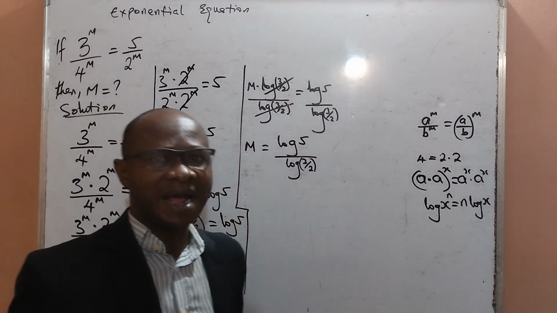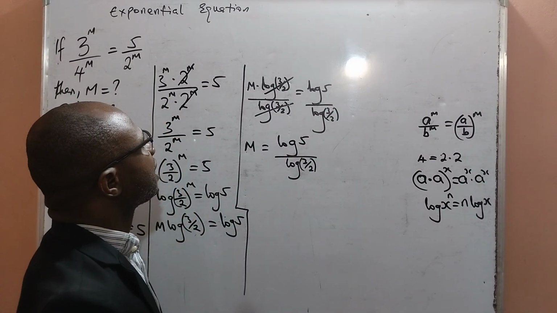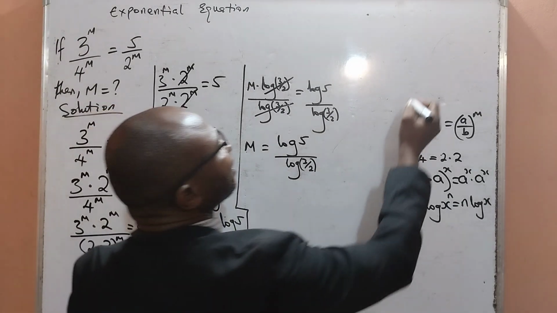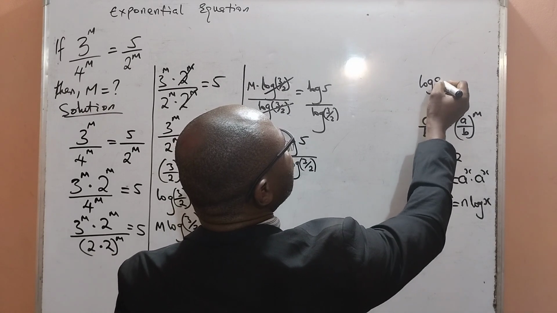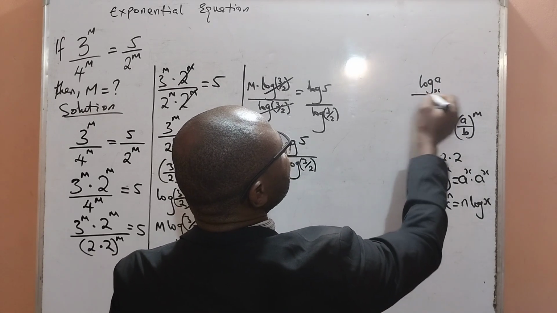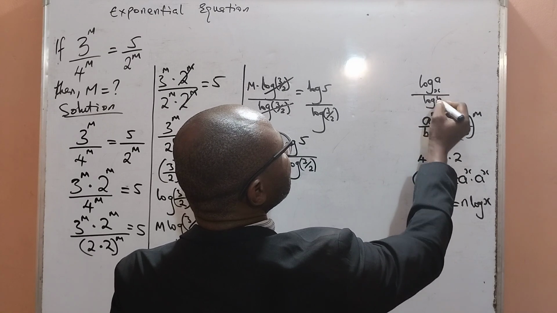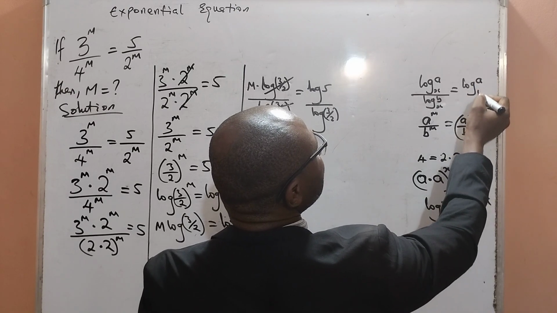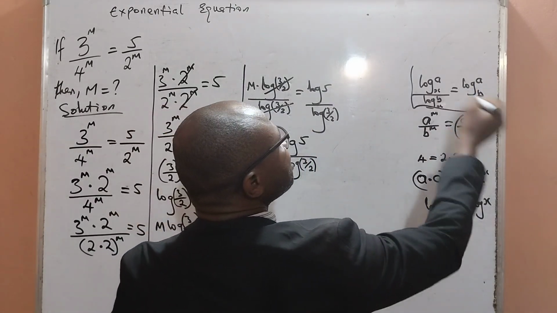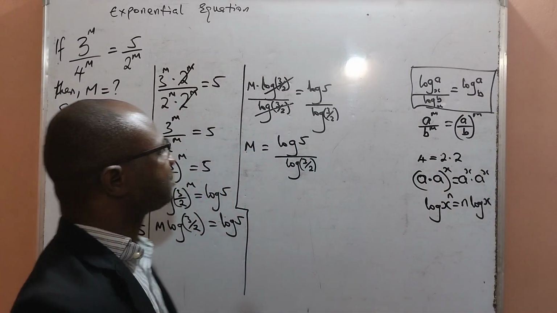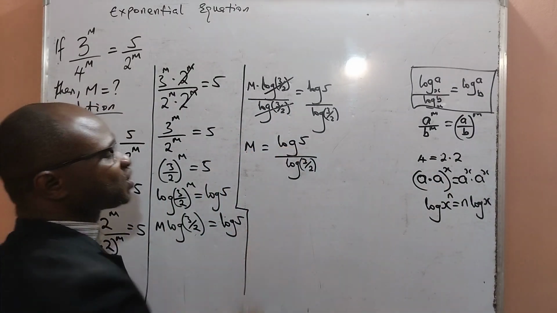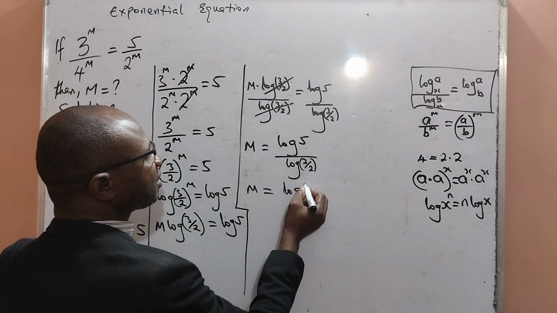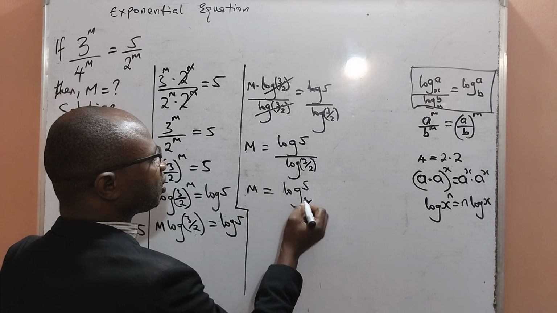You can also apply the logarithm law that talks about change of base. If I have the log of a to base x divided by the log of b to base x, it is the same thing as the logarithm of a to base b. We call this change of base law in logarithms. So both of them assume the common base, which is base 10. So I can now write m is equal to the logarithm of 5 to base 3 over 2.